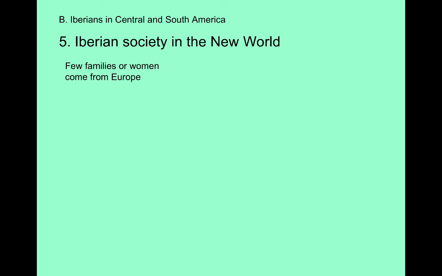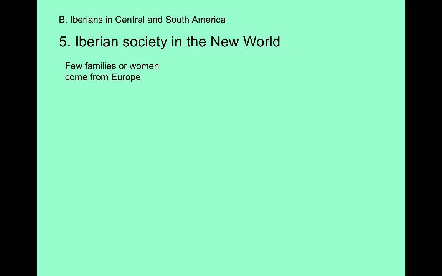So Iberian society in the New World, this will work for both the Portuguese and the Spanish. Socially, what was the social structure like? Well, the Spanish and the Portuguese brought very few families to the New World. That was not the point. The point of coming to the New World was not to settle and to have and raise a family. The point was to make money. And whether it was the conquistadors looking for gold and silver, or later on looking to grow cash crops, sugar, this is a business venture.